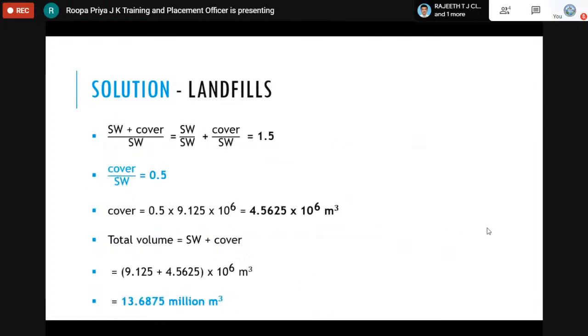The solid waste cover, the landfill cover and the solid waste. And the total volume is equal to the solid waste plus the cover, and that gives you 13.6875 million meter cube, which is the total volume, and this is the solution to your landfill problem.